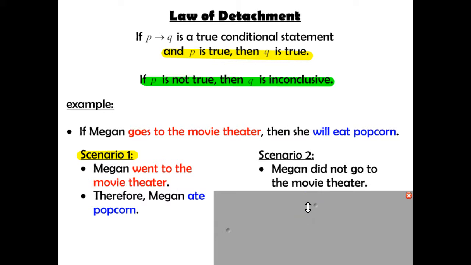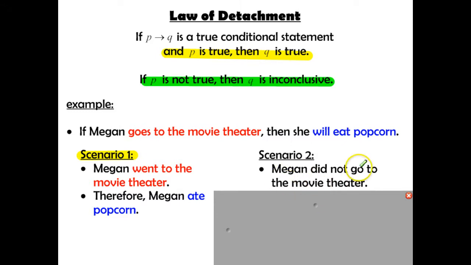However, I want you to think about it. Is the movie theater the only place where she's going to get popcorn? No. She could have gone to the grocery store. She could have gone to a fair. She could have had some at home and just popped some. Someone could have bought some popcorn for her. She could get popcorn from anywhere else, not the movie theater.